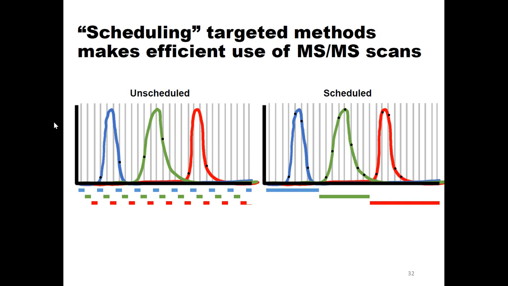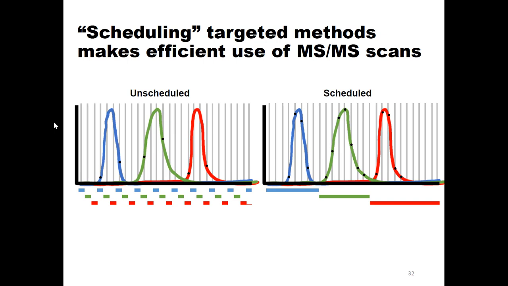So now if I did the scheduled and I said, well, I know I shouldn't bother measuring my green or my red peptides, I can just spend all of this time at the beginning of my gradient scanning for blue, and then all the time in the middle scanning for green, then all the time at the end scanning for red.